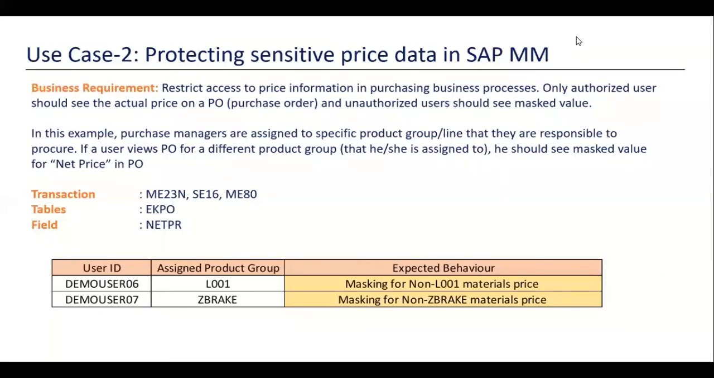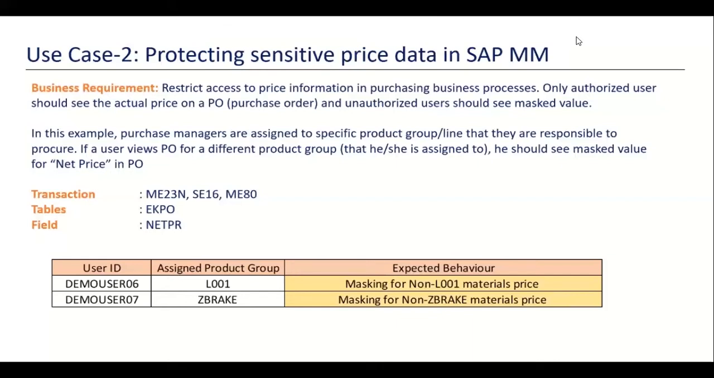In this use case, we will see how to protect sensitive price data in SAP, in the materials management module. In the purchase order, you have the net price for every line item, basically for every material that's part of the PO. So you have a net price. The requirement is that only authorized people should be able to see the net price on a PO, and unauthorized users should not be allowed to see it.